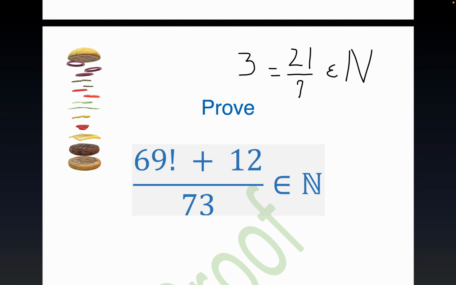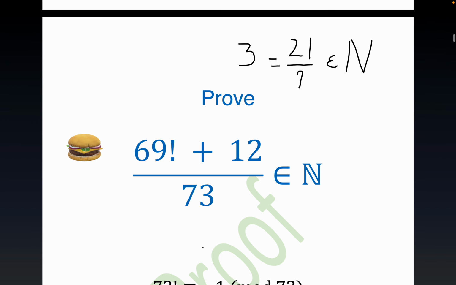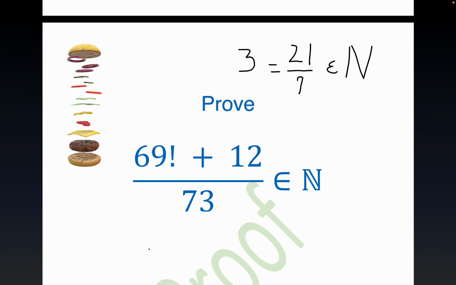69 factorial has how many digits? I don't know, over 100 digits. So we want to know that 69 factorial plus 12 divided by 73 is a natural number, just like this was manifestly a natural number. Now, what I'm going to do here is work it more in terms of modular arithmetic, and I want to write down an equivalent statement, which I will prove for you.